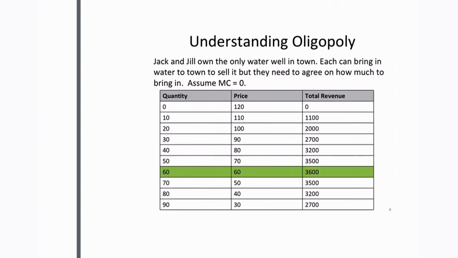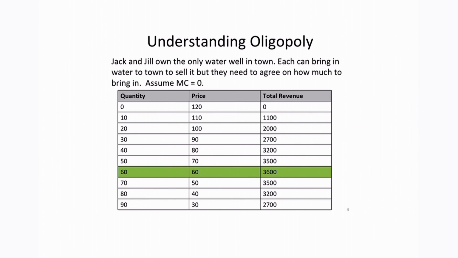So let's look at an example here to understand oligopoly in a little bit greater detail. Let's assume that we have two firms, one owned by Jack and one owned by Jill. They own the only water that is available in town, so Jack and Jill are both responsible for bringing water into town and selling it. For the point of simplicity, let's assume that marginal cost is equal to 0. So therefore, our total revenue is going to be equal to total profits.